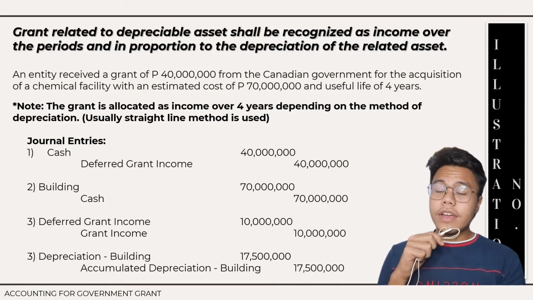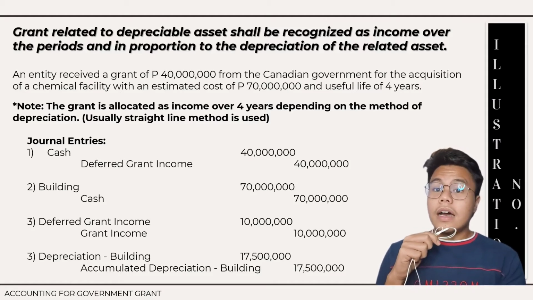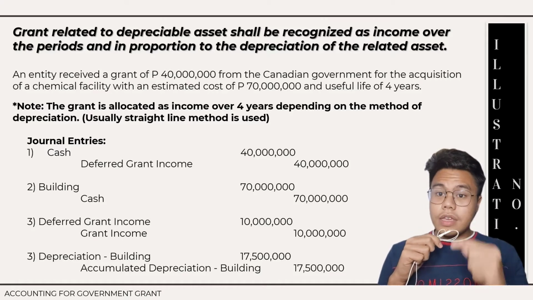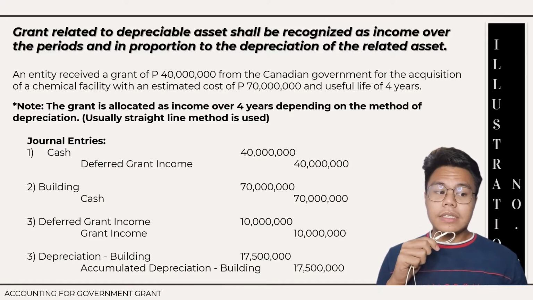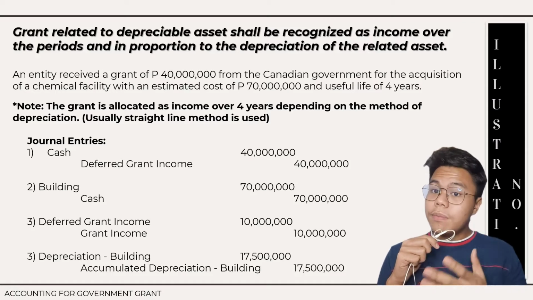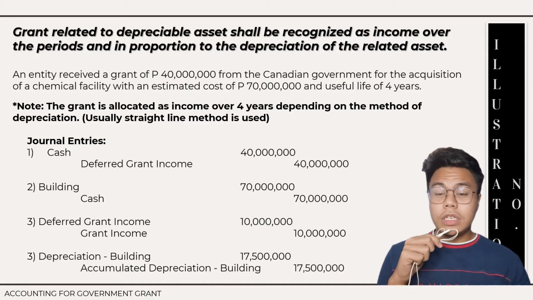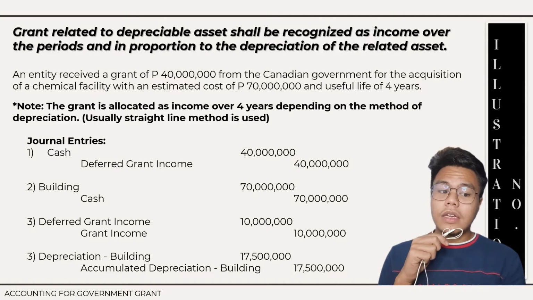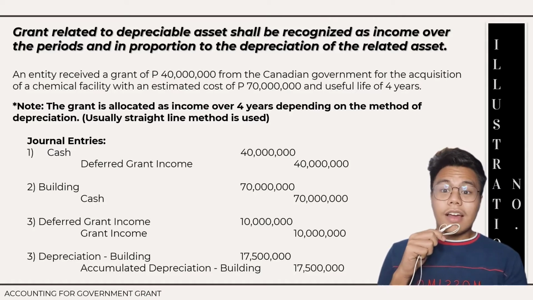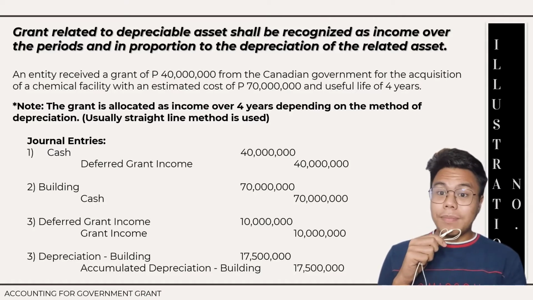Third, of course, is to recognize now the income for the first year. How do we do that? Basically, the grant of 40 million pesos divided by 4 years. So for the first year, it is 10 million pesos. And so, the deferred grant income will be debited. I-debit po natin ang deferred grant income. Credit grant income of 10 million pesos.